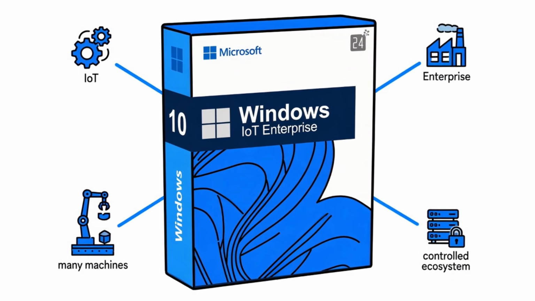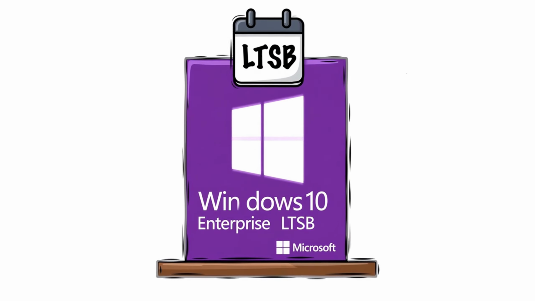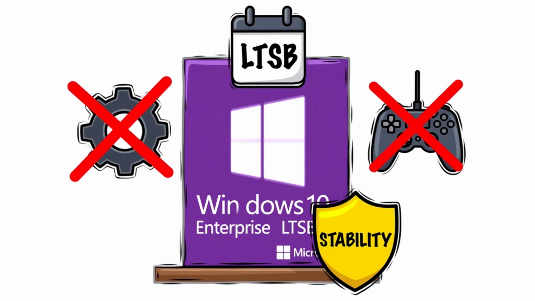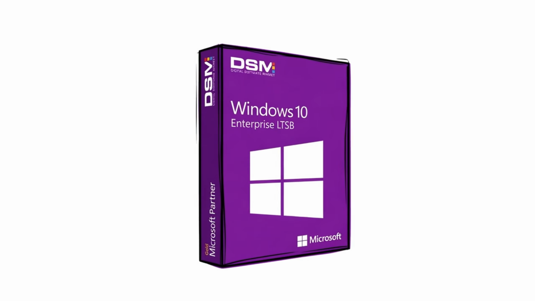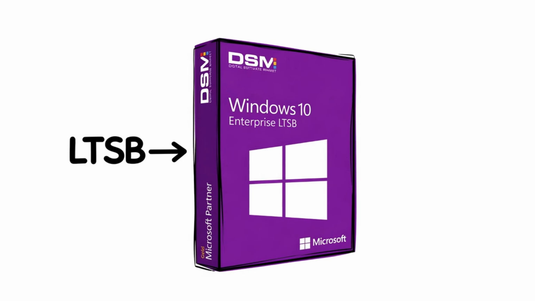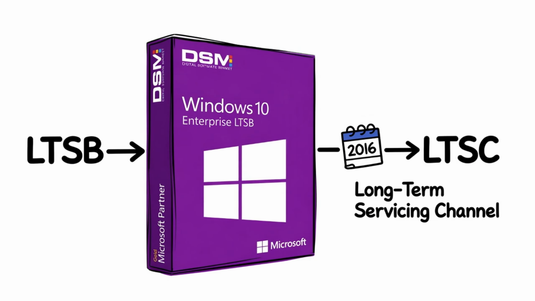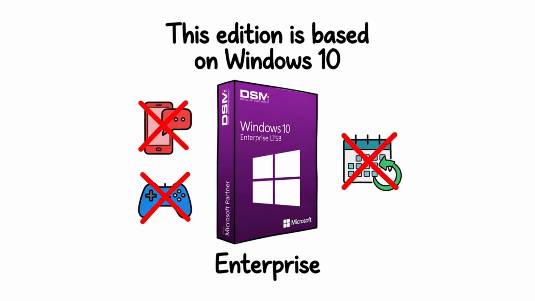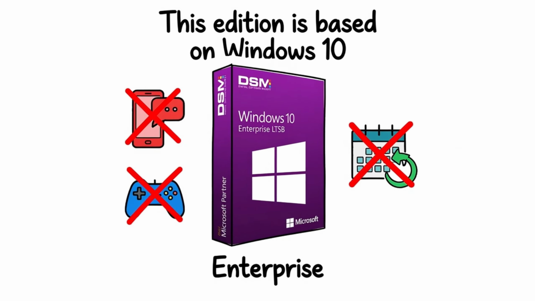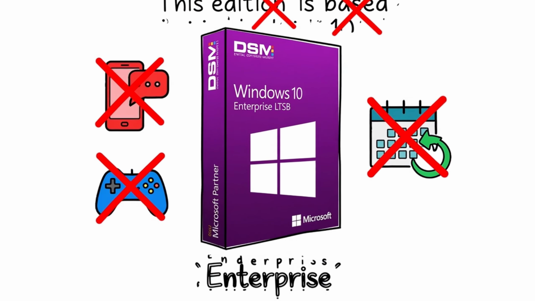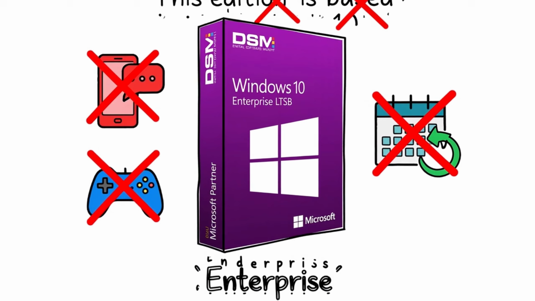Windows 10 Enterprise LTSB. Windows 10 Enterprise LTSB stands for Long-Term Servicing Branch, and it was created for systems that needed stability more than regular feature changes. LTSB was used in earlier Windows 10 long-term servicing releases, before Microsoft later used the LTSC name, meaning Long-Term Servicing Channel. This edition is based on Windows 10 Enterprise, but it avoids many consumer-focused apps and does not follow the same frequent feature update pattern as regular Windows 10 editions.